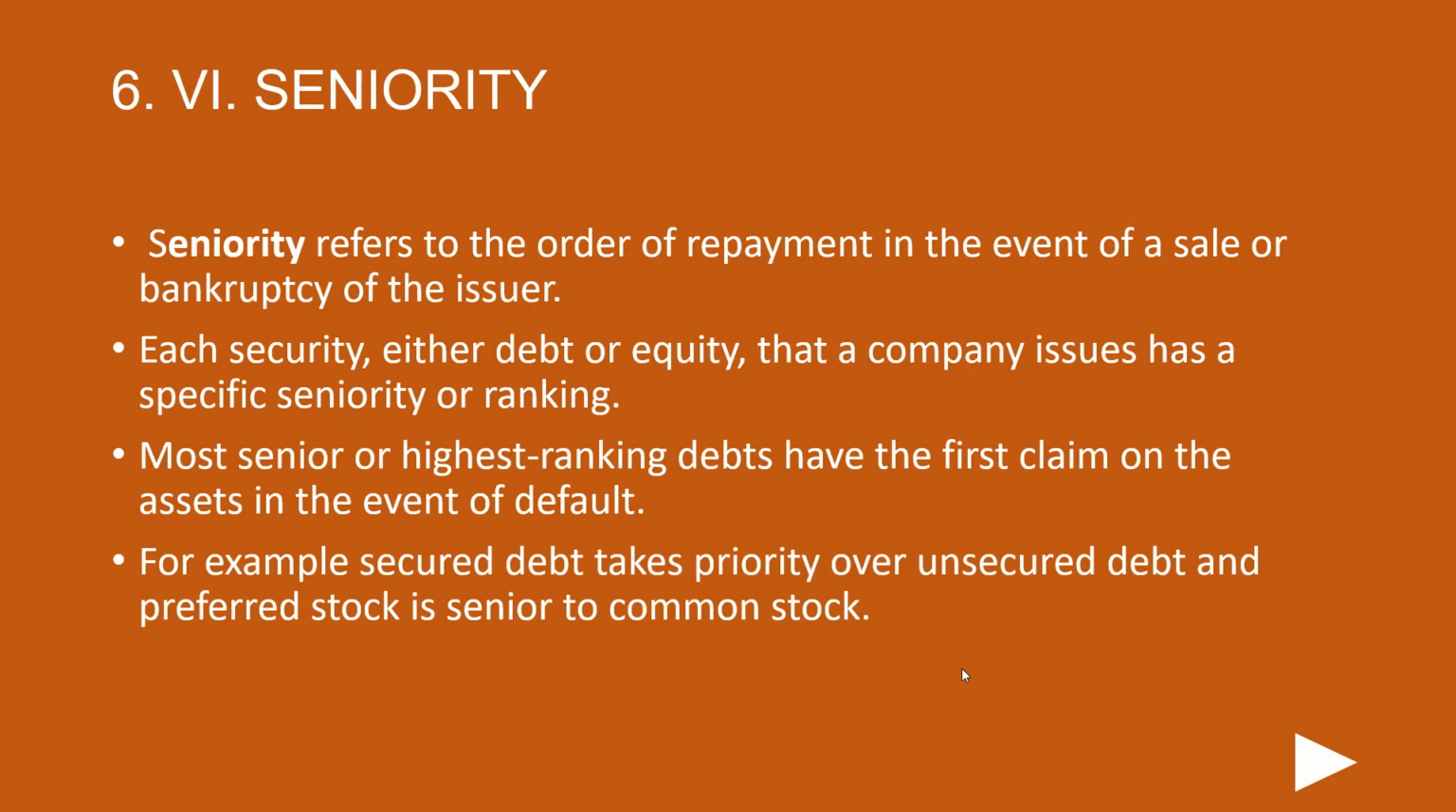And for number 6, seniority. It means the order of repayment in the event of a sale or bankruptcy of the issuer. Each security, either debt or equity, that a company issues has a specific seniority or ranking. So, the most senior or highest ranking debt has the first claim on the asset in the event of default. For example, secured debt takes priority over unsecured debt, and preferred stock is senior to common stock.